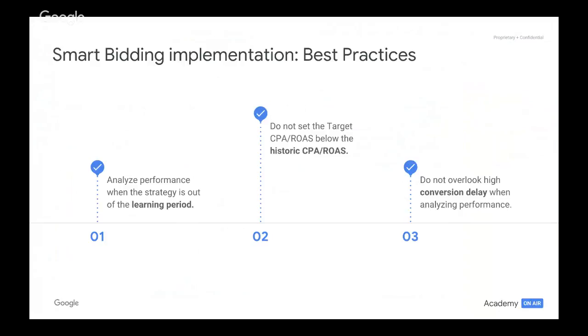The first being a very, very important one, making sure we're not analysing performance whilst the bid strategy is in the learning period. So when you move to a new bid strategy, or when you make any drastic changes to the actual target itself, smart bidding strategies will go through a learning phase of typically 10 to 14 days. But that may be shorter, may be longer based on our conversion delay.